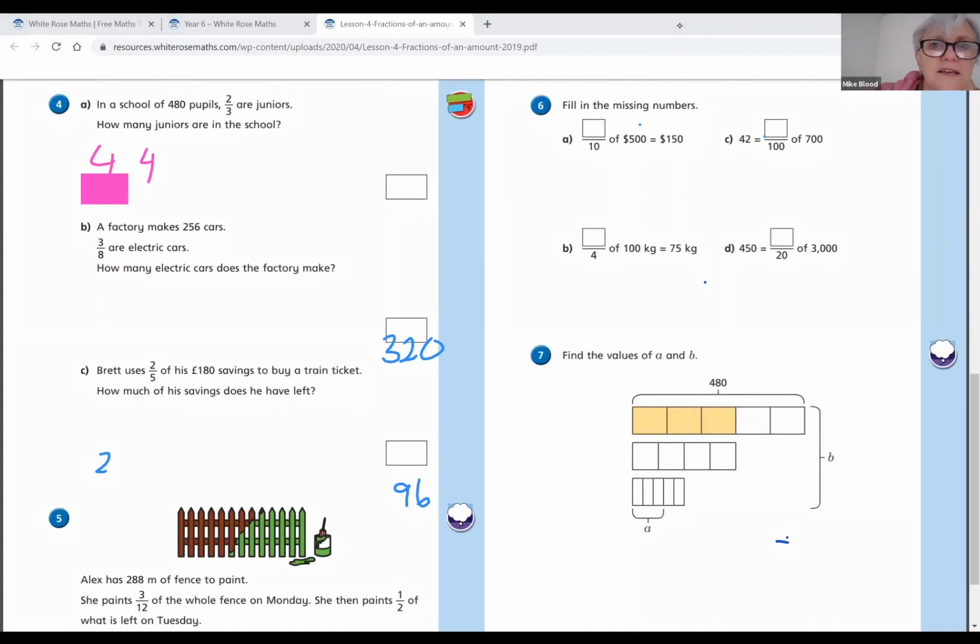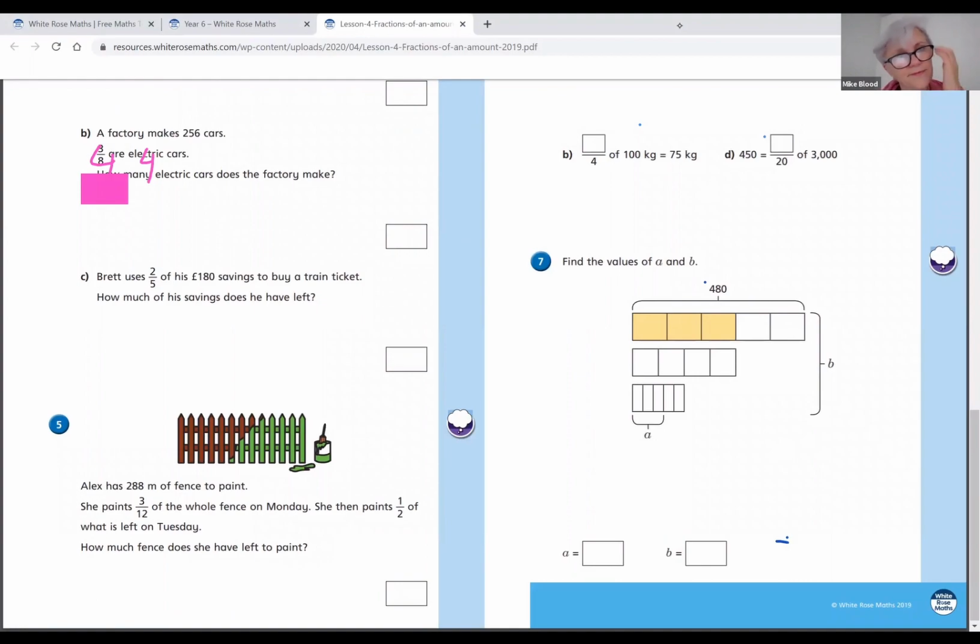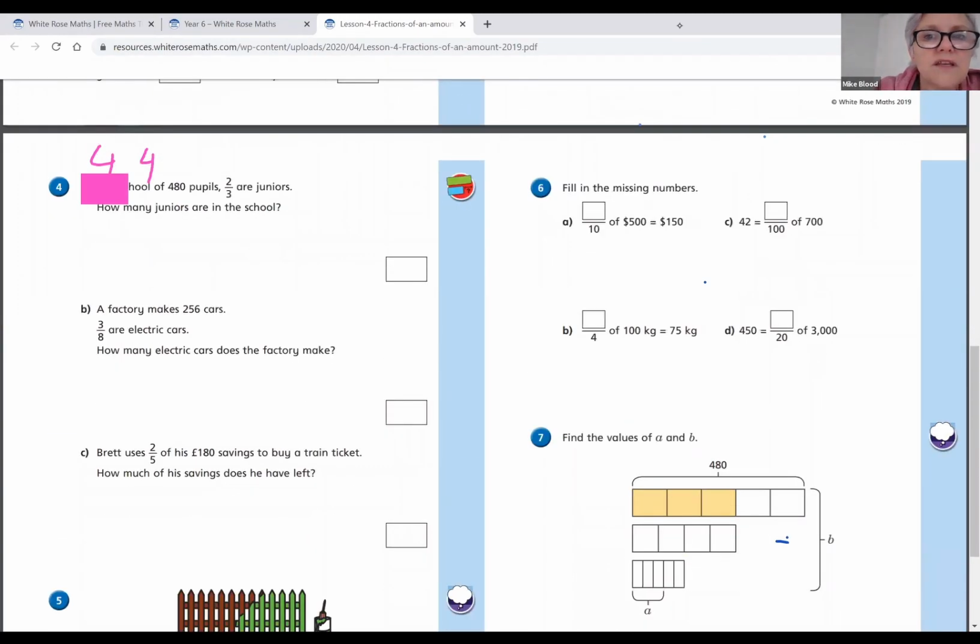The next one is about the fence. So let's have a look at what this one says. Alex, is that our Alex? I wonder if it is. Alex has 288 meters of fence to paint. Oh, it's a she. She paints 3/12 of the whole fence on Monday, and she then paints half of what is left on Tuesday. Now this is where it starts getting a little bit tricky. Oh, have I missed one out? Sorry, I've missed this one out, haven't I? Here. So let's try this one.